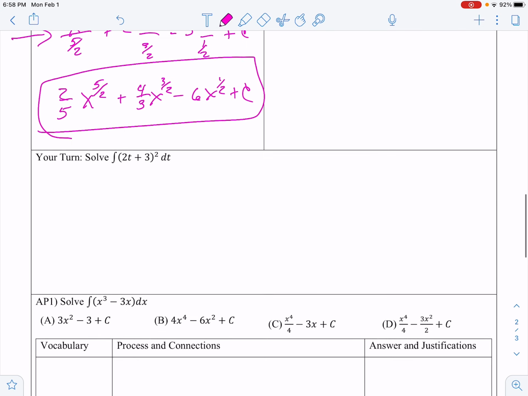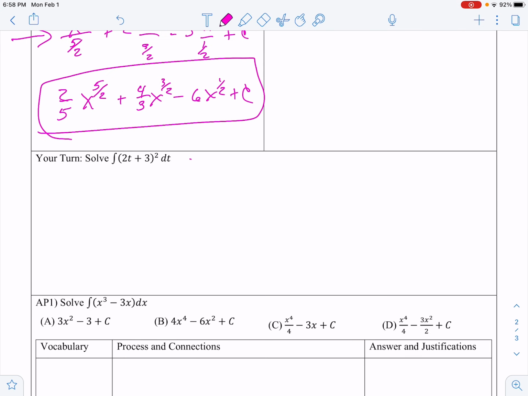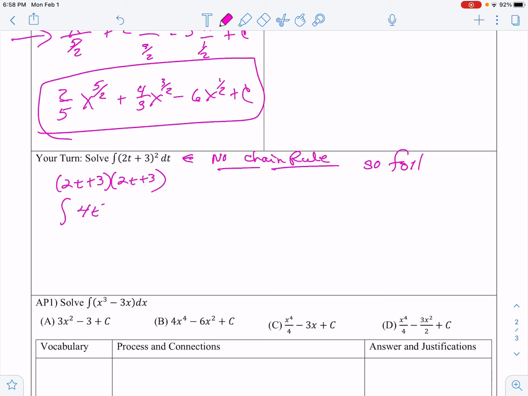Leave that one for you to do on your own. This one, we don't have no chain rule. So you FOIL. So you have 2t plus 3 times 2t plus 3. And I'm going to integrate 4t squared plus 12t plus 9 dt.